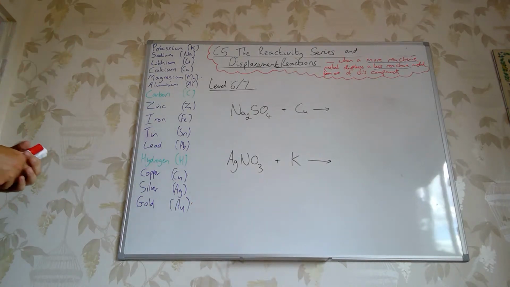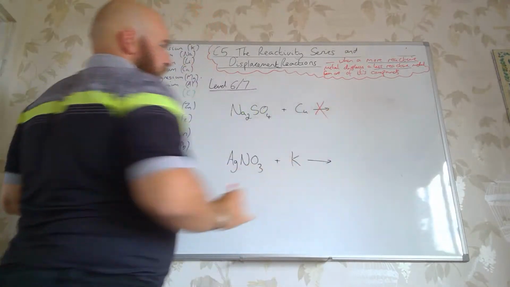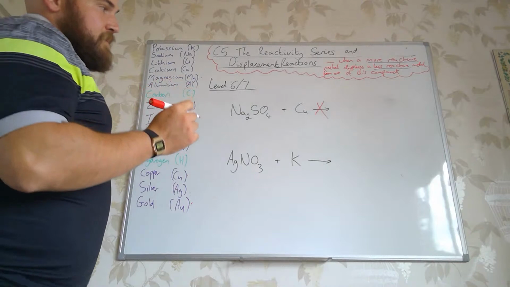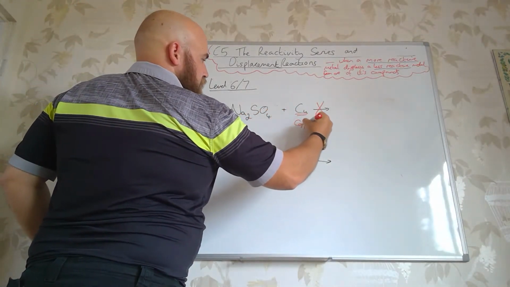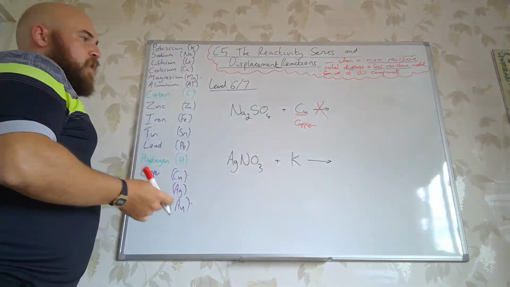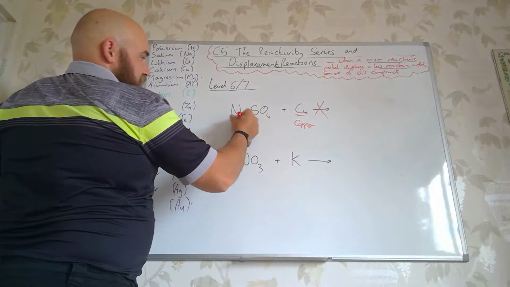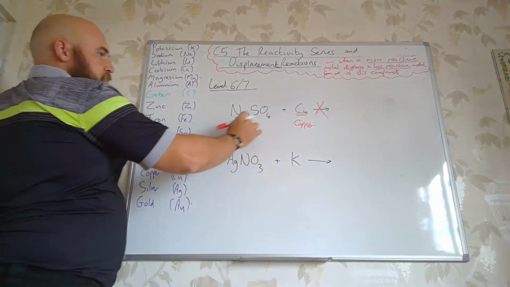Right. A couple of people have said that the first one, we get no reaction. And that is absolutely correct. First thing I would do, and I'm guessing they did that because they identified the metal first. They knew that was copper, or calcium, if you think my handwriting is that bad. And this Na is sodium. So it's a battle between sodium and copper.